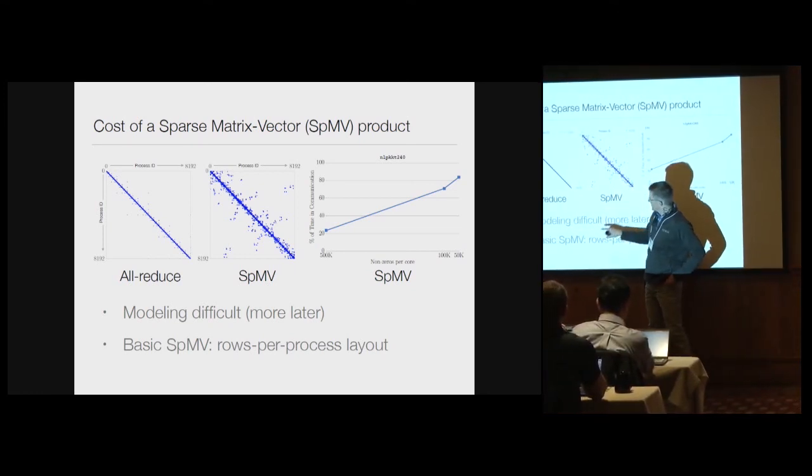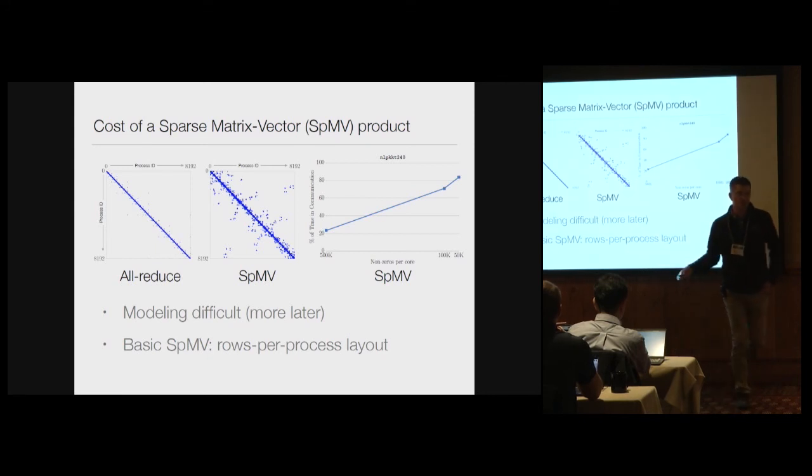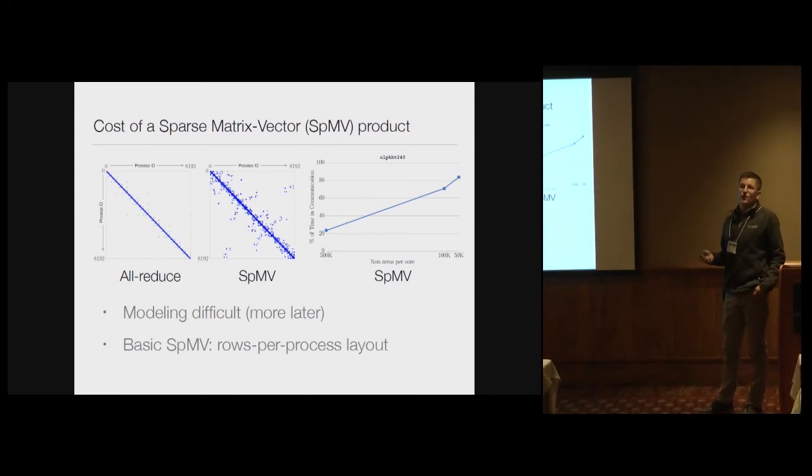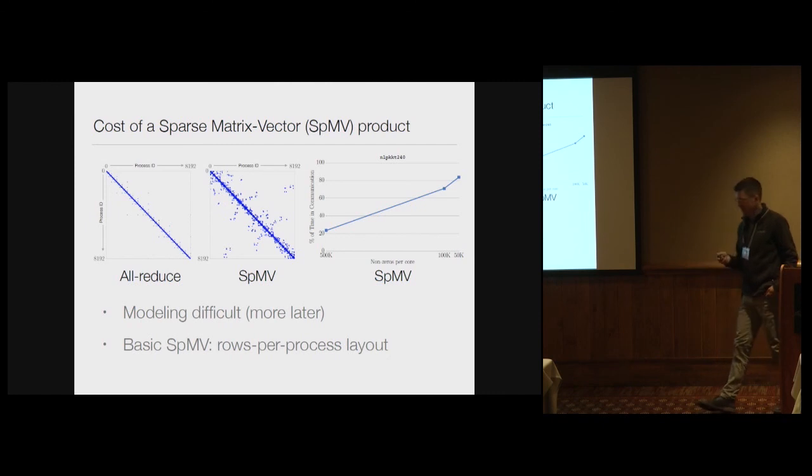This aspect here makes modeling difficult. I'm going to show you some of our work on that. And one of the limitations is that we have a row-wise or very simple view in the reference implementation of a sparse matrix vector multiplication.